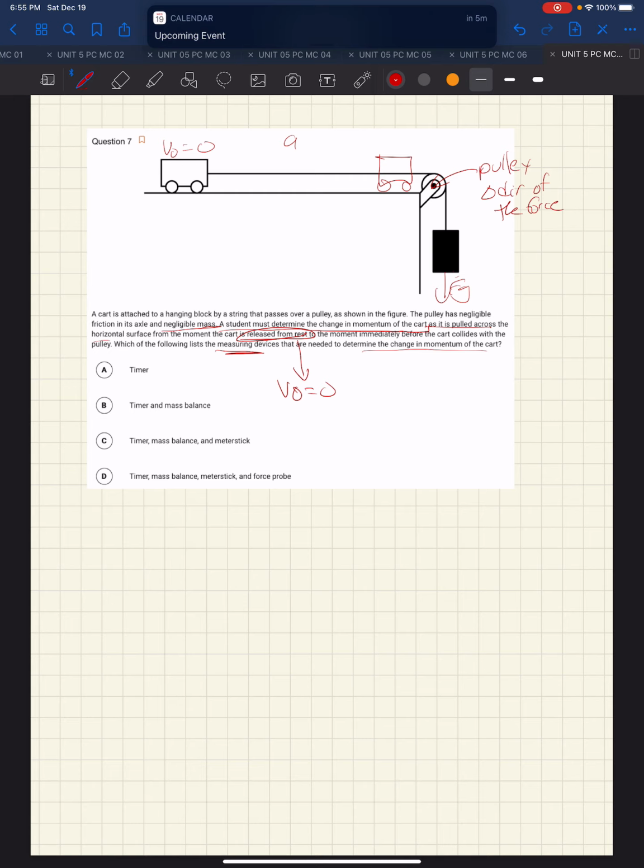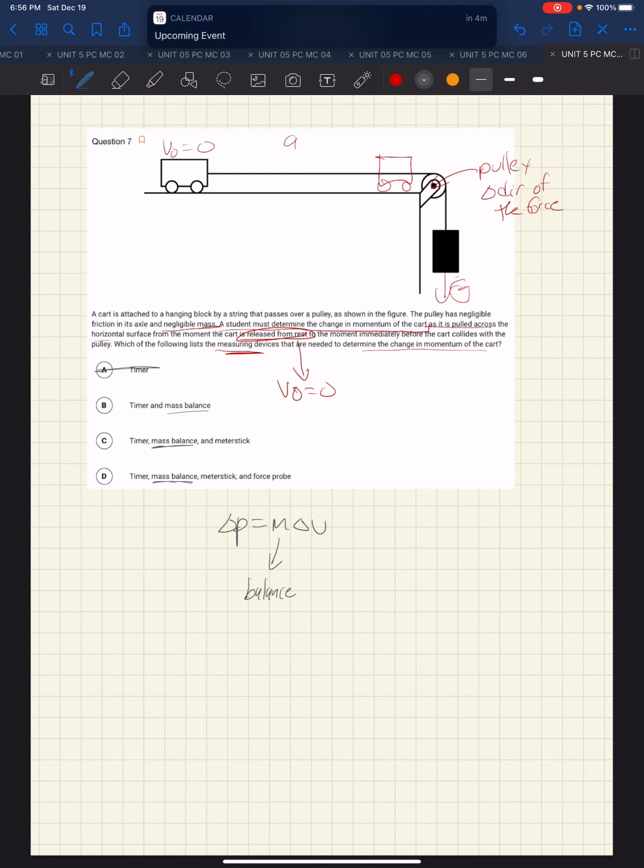Well, let's start off by just defining change in momentum. So delta P is m delta V. And so we are not given the mass, so we need the mass. So we have to find some way to get a mass. So choice A doesn't provide that. The second one does. We've got a mass balance. So that will allow us to get the m.